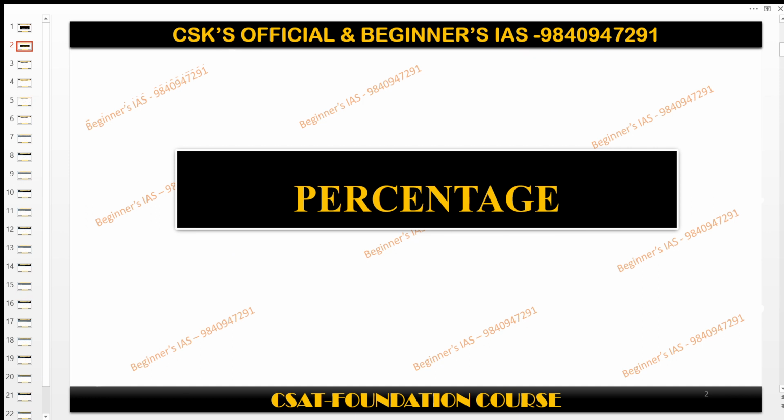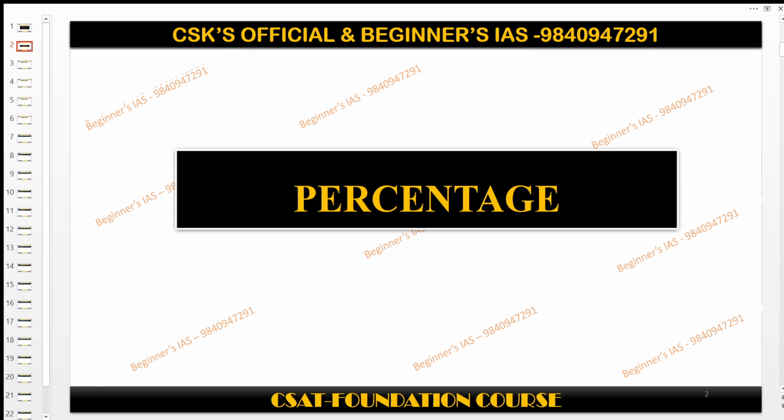The percentage topic is very important, not only for your UPSC and other competitive exams, but also because this topic has various applications like simple interest, compound interest, profit and loss, and data interpretation. So it plays a very vital role in those areas. Therefore, we need to be aware of this percentage topic. At least you need to get strong basics.